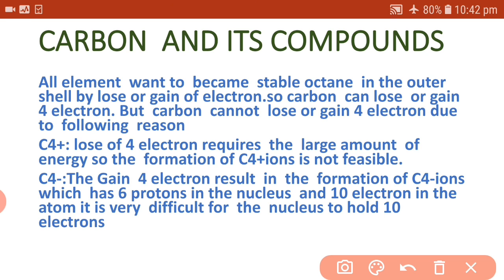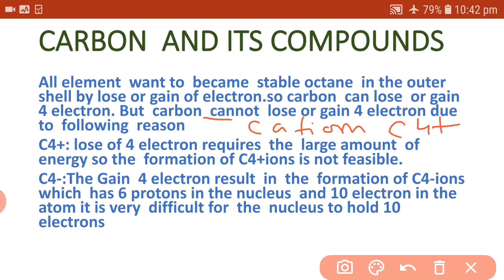Suppose it loses 4 electrons, it will become a cation, and that has a 4 positive charge on the nucleus. It has 6 protons and 2 electrons. So it has to spend a large amount of energy to remove the electrons one by one. So it is not feasible in terms of energy. So carbon cannot lose electrons.